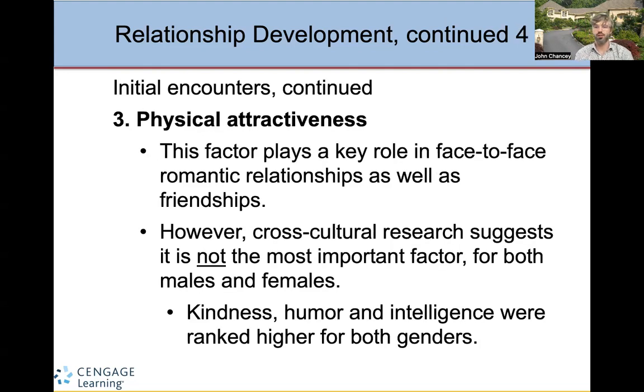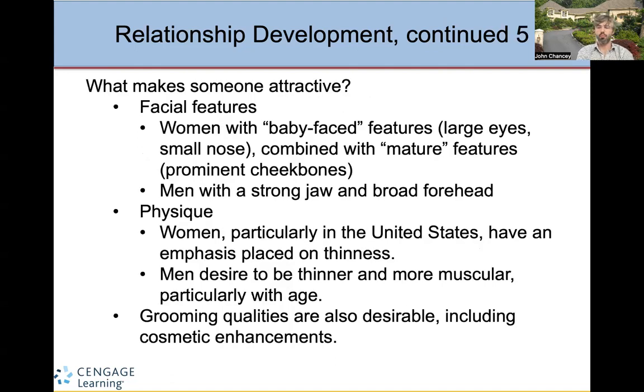And then physical attractiveness, and this perhaps pertains more to romantic relationships, but this also does factor into friendships. There's a lot of importance put into physical attractiveness, but it should be noted that it's not the most important factor, especially for males and for females developing romantic relationships and friendships. Things like kindness, humor, and intelligence typically are rated higher in research that looks into these initial attractions.